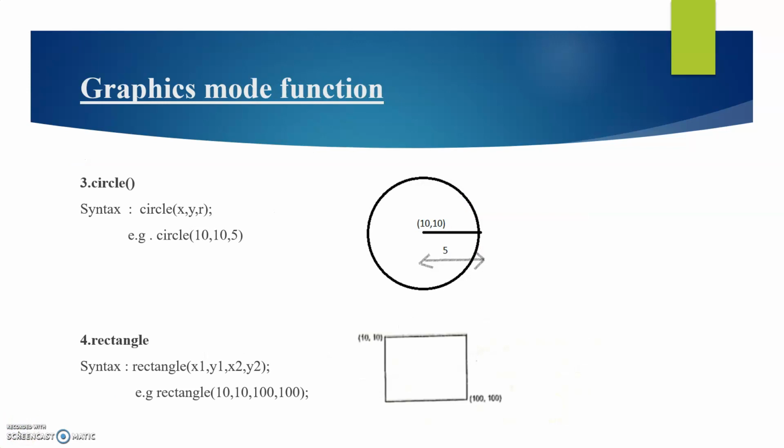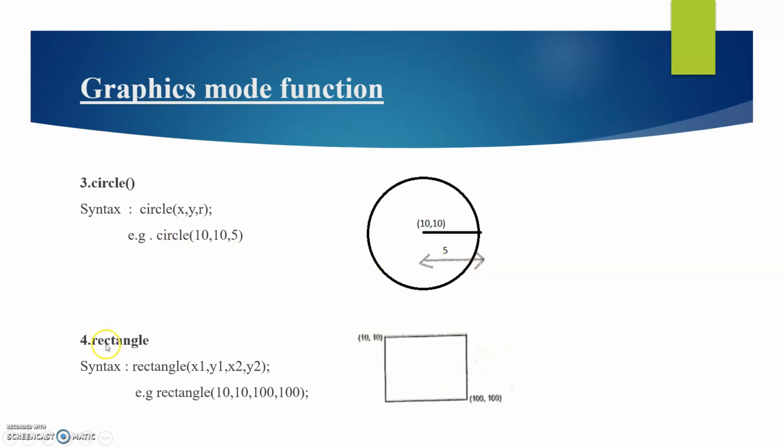The next graphics mode function is circle and rectangle. The syntax to draw a circle is circle(x, y, r); This function draws a circle. As shown, you can see circle(10, 10, 5). Here 10, 10 is the point, and 5 is the radius of the circle.